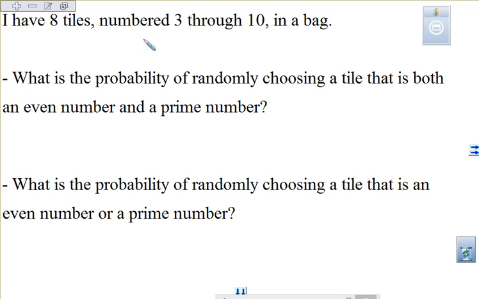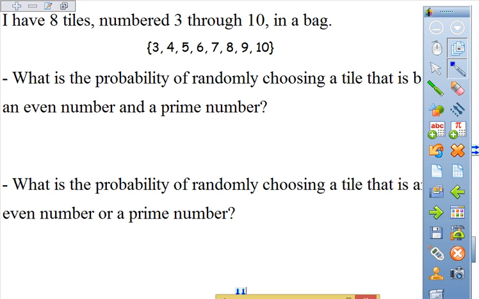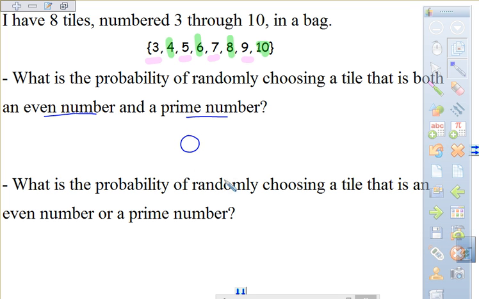I have 8 tiles numbered 3 through 10 in a bag. What is the probability of randomly choosing a tile that is both an even number and a prime number? Well, let's analyze this. An even number would be a 4, a 6, an 8, or a 10. And a prime number in this case would be 3, 5, 7, and 9. So are these two events mutually exclusive? Well, they can't happen at the same time, so I would say yes. So then our probability of both of those things happening at the same time is 0.